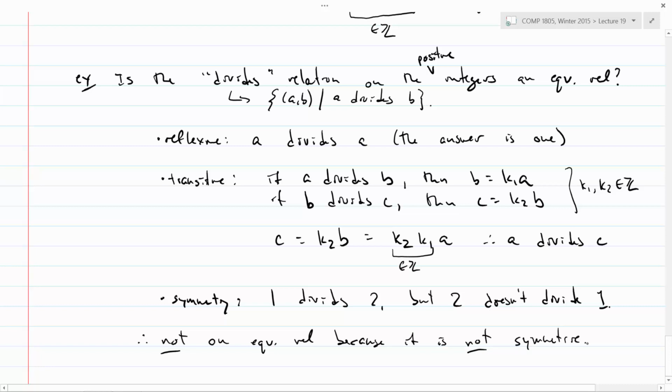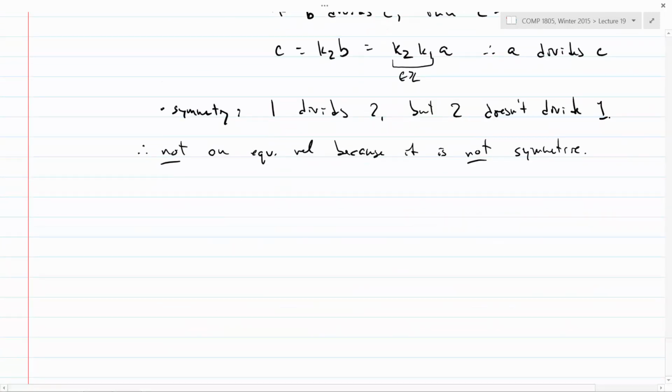So if we had been lucky and checked for symmetry first, I wouldn't have had to do the other two things. Right? That's handy. All right, let's see another example. This one's also kind of tricky. So the example is this. Let's say R is the set of pairs A, B such that the absolute value of A minus B is less than 1. And this is over the set of real numbers.